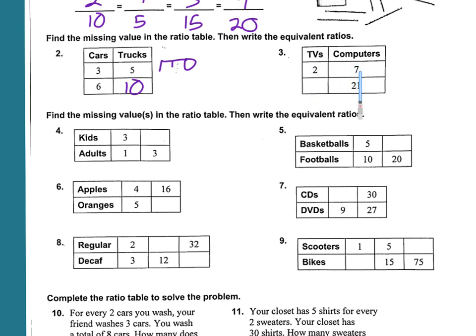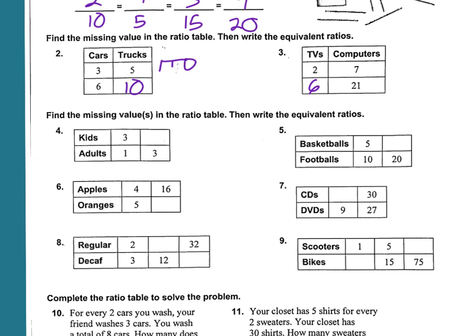Okay, is this a simplified ratio? 2 to 7. Yes. So I don't have to simplify. Now I look at the relationship. 7 turned into 21 because I times it by 3, times the 2 by 3, and I get 6. Not too bad. I mean, hopefully that's making sense to you.